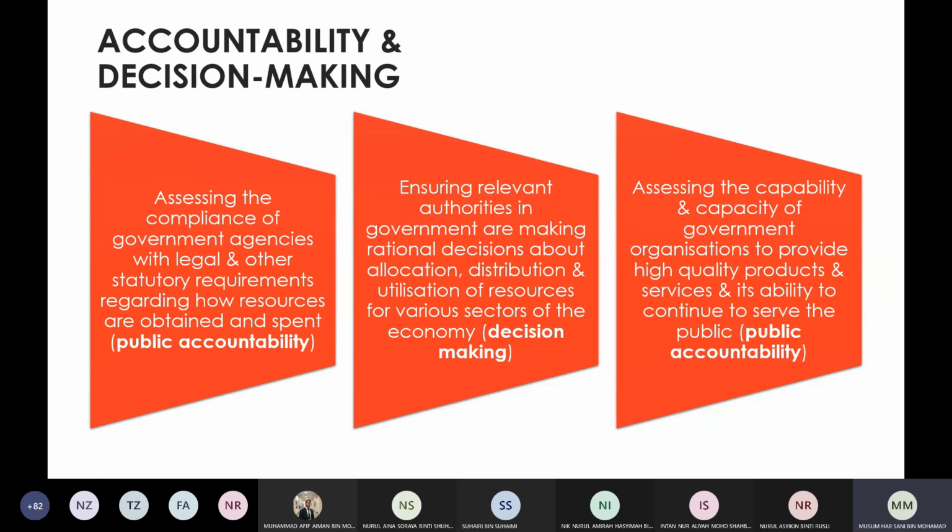Okay, so when they are entrusted with the resources, these are the areas where they can be examined: how their performance is, how well they use public resources to achieve their mandates. Ensuring relevant authorities in government are making rational decisions about allocation, distribution, and utilization of resources for various sectors of the economy. Okay, so these are for decision making.